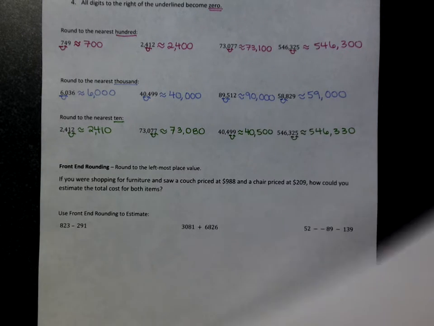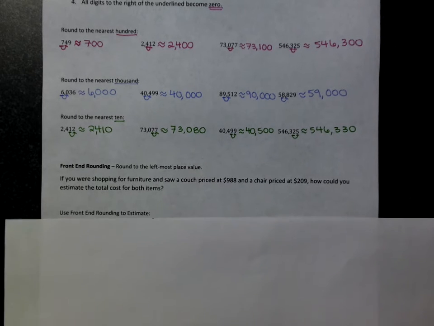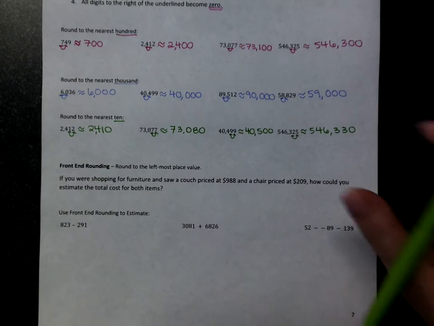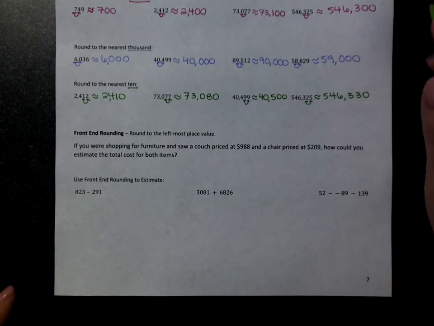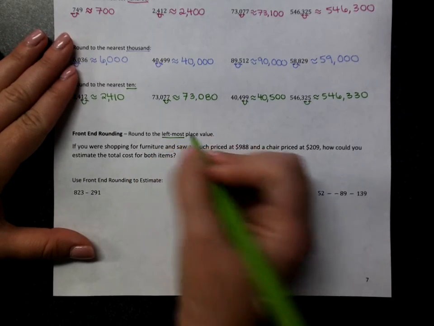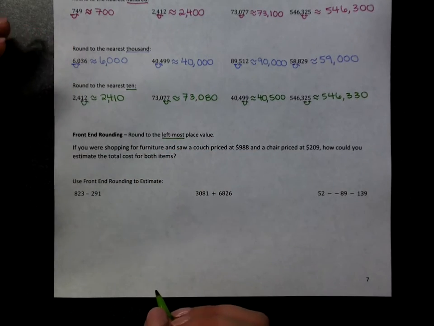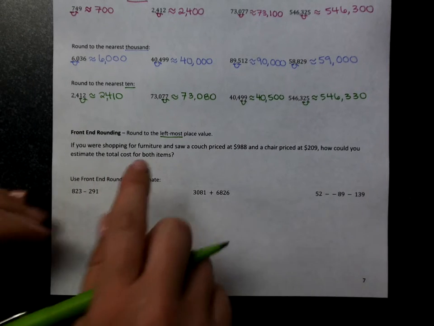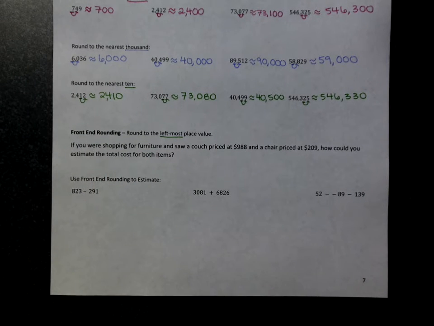Alright, and the book talks about something called front-end rounding, which is a little different. I hadn't heard of that before. However, we do this all the time. We use front-end rounding all the time. So we're going to round to the leftmost place value, whichever one it is that's furthest to the left. And the way I think about this, the example the book uses makes it really clear.